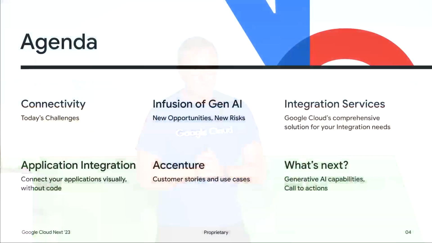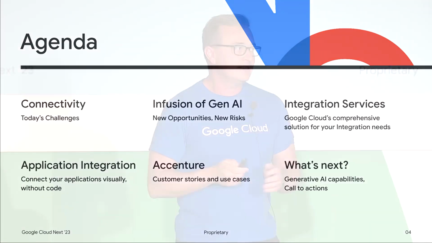Here's our agenda. We're going to go through connectivity. Connectivity is always a big part of integration. The infusion of Gen AI and how that's impacting integration services that we offer at Google, and specifically application integration, a new service that we just launched. We'll share some customer stories from Accenture, and then talk about what's next, some exciting things coming up on the roadmap.